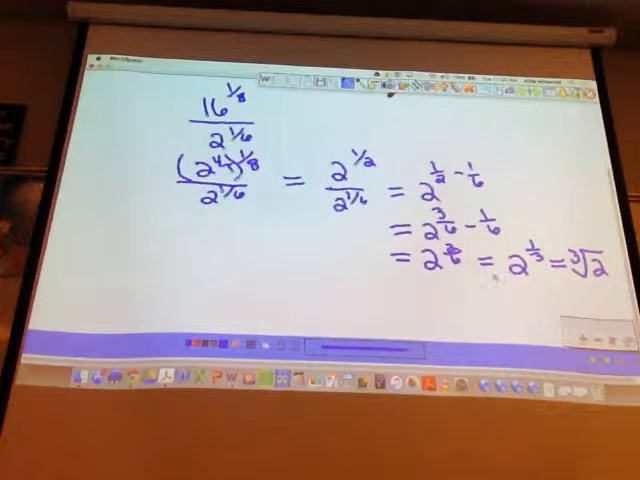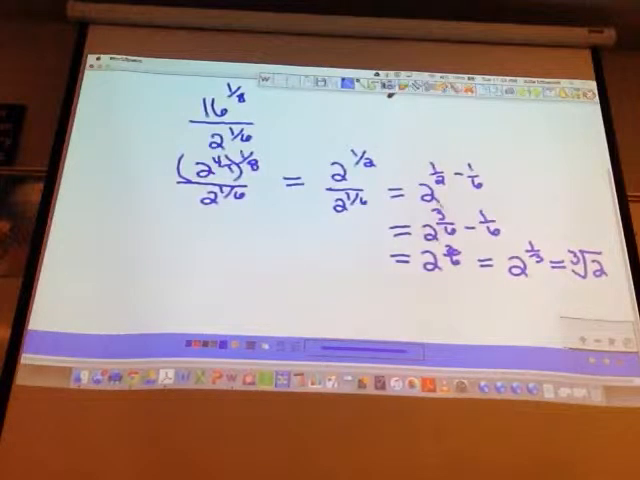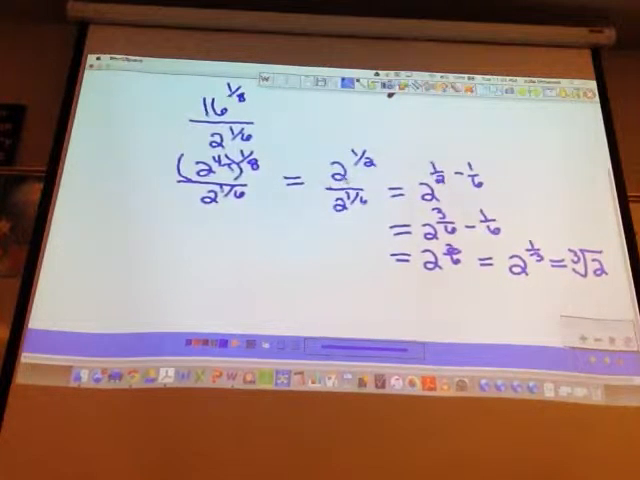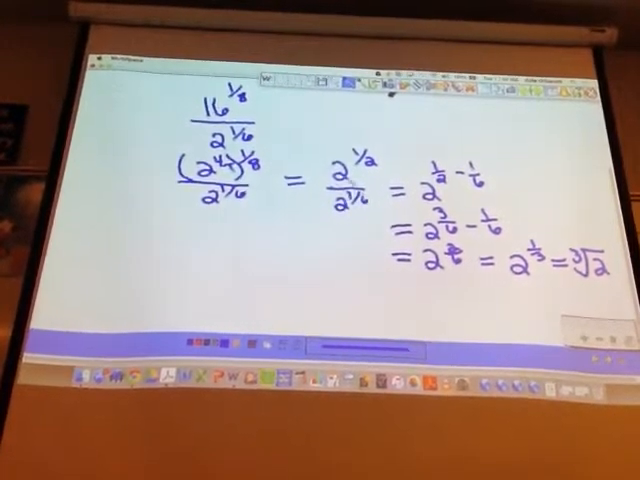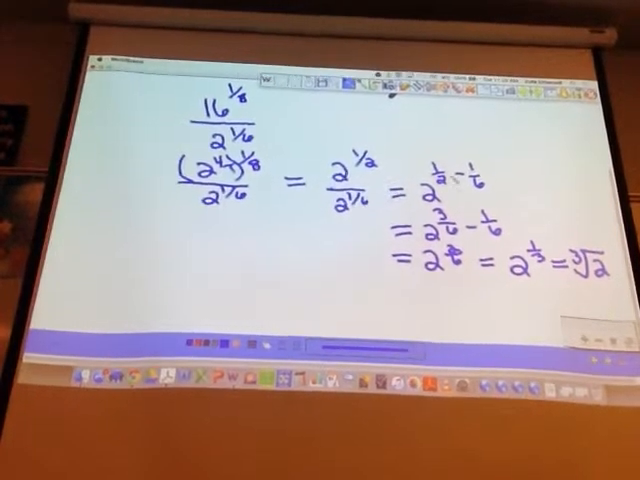Speak up, Skyler. Why would this go in? Because of right here, I kept the 2 and I subtracted their exponents. So I made it only 1, 2, and I did the 1/2 minus the 1/6.